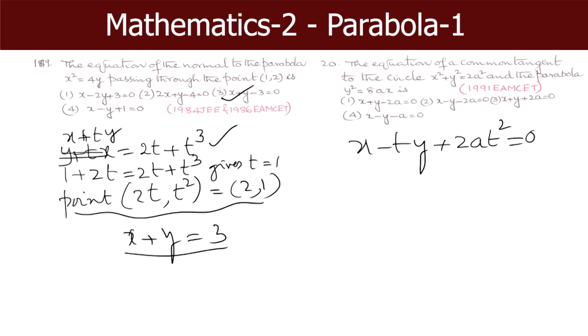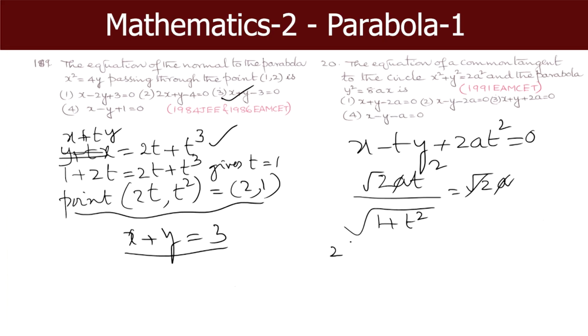See under what conditions on t this will also be tangent to the circle. For it to be tangent to the circle, what must happen? The distance of the center of the circle, which is 0, 0, from this line, which is 2at square by root of 1 plus t square, is equal to its radius, root 2 times a. Okay, a can be cancelled, root 2 can also be cancelled. So squaring, 2t⁴ equal to 1 plus t square, or 2t⁴ minus t square minus 1 equal to 0.